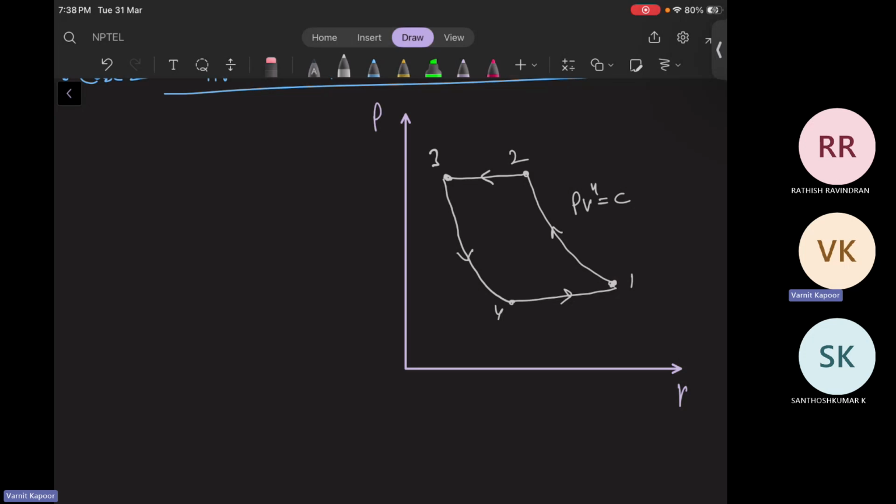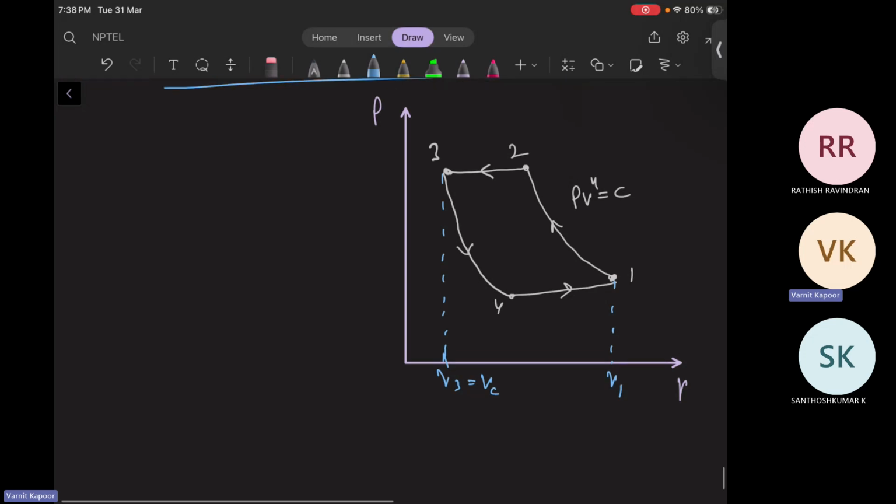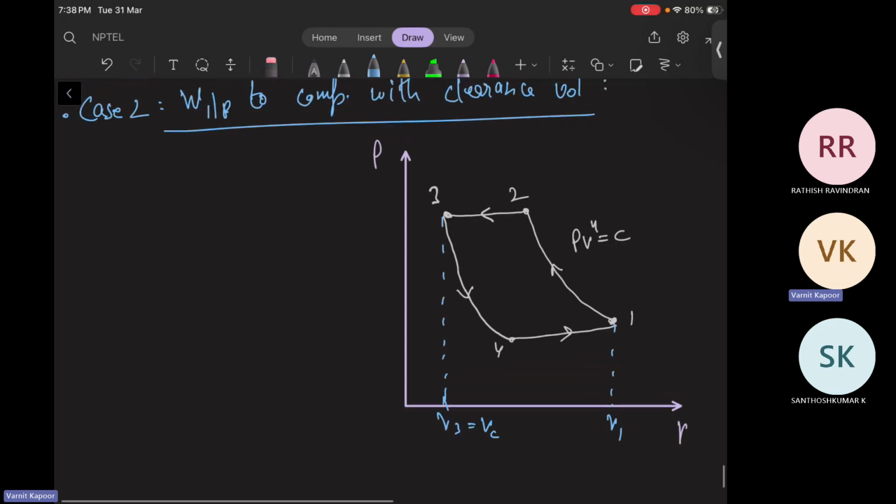Okay. So let me mark the volumes here. So this is V1 and this is V3. That is your clearance volume. V3, which is equal to VC, clearance volume. Okay. Clearance volume. And the pressures will be P2 is equal to P3.